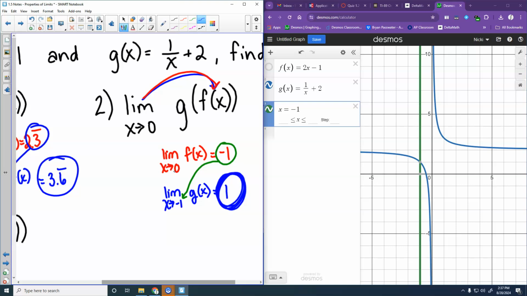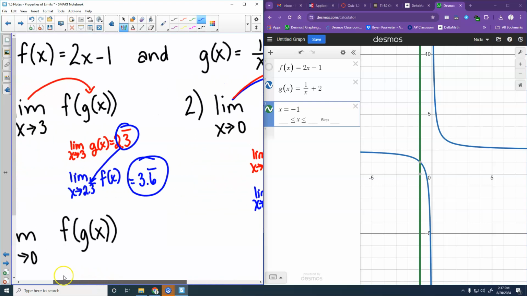There are places where plugging in is not going to work because it's going to be a point of discontinuity where we've got an issue. But as long as it's continuous at those points, just plugging in should work too. Or you could use the graph.